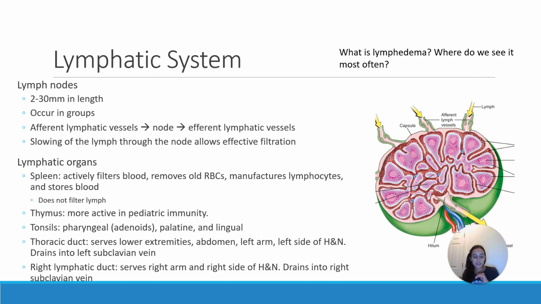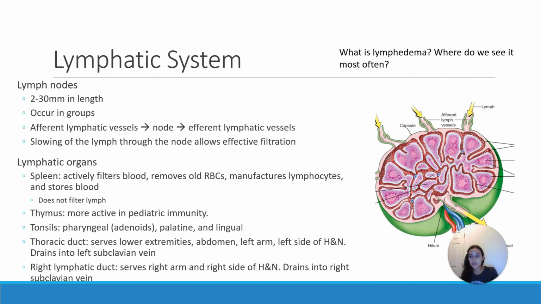And it actively filters blood, it removes old red blood cells, and it manufactures lymphocytes for immunity surveillance, and it stores blood. Now, something very ironic, it is a lymphatic organ, but it does not filter lymph. Lymph is filtered by lymph nodes. The spleen filters blood. So very different.